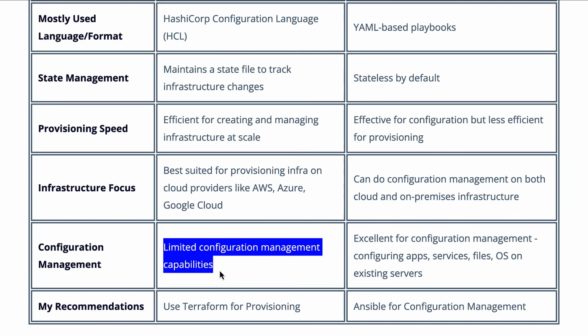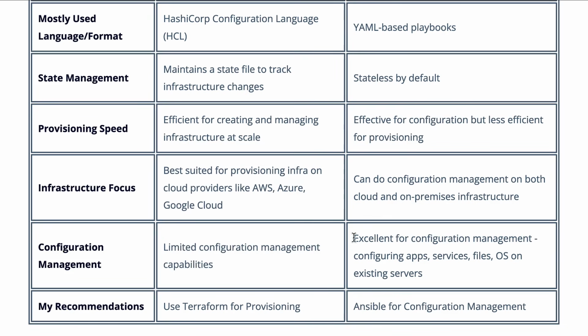Terraform offers limited configuration management capabilities. On the other hand, Ansible is excellent for configuration management. So it's excellent for configuring apps, services, files, and operating system on existing servers. So my recommendation is use Terraform for provisioning and Ansible for configuration management. Tools like Terraform or Pulumi are great for provisioning, and tools like Ansible, Chef, Puppet, these are great for configuration management.